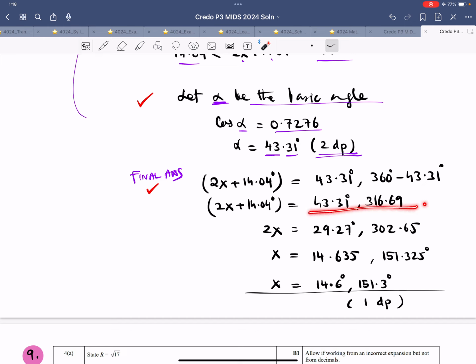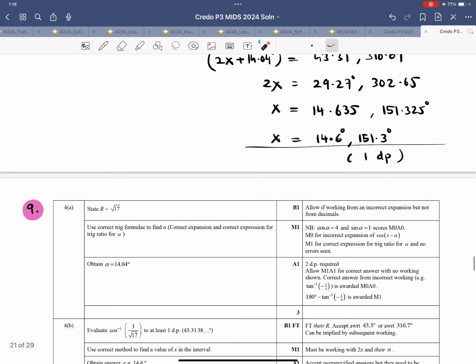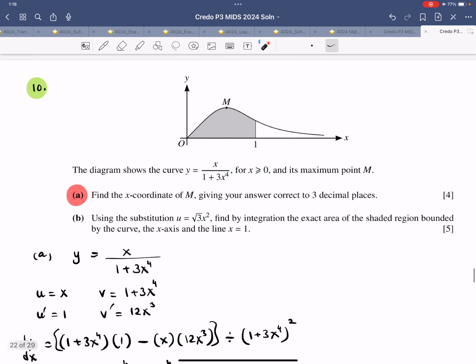The next step was just about subtraction. The third step was about the subtraction. Sorry, this thing was about subtraction of this, my bad. Subtraction of this. So 43 minus 14. 316 minus 14, then make x the subject. This is in 2 dp. Final answer, what is the requirement by the examination board? That is 1 dp unless otherwise stated.